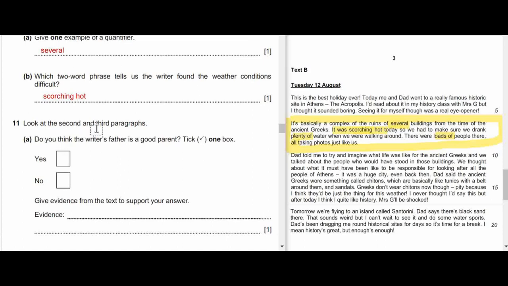Look at the second and third paragraph. Do you think the writer's father is a good parent? Tick one box, yes or no. Give evidence from the text to support your answer. Let's skim paragraphs 2 and 3.